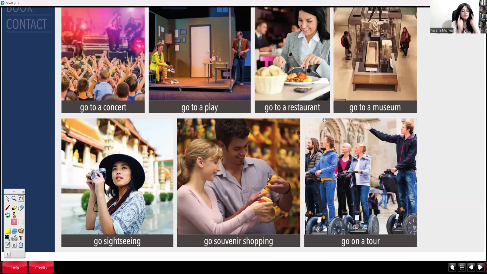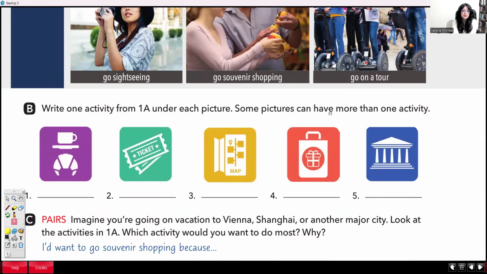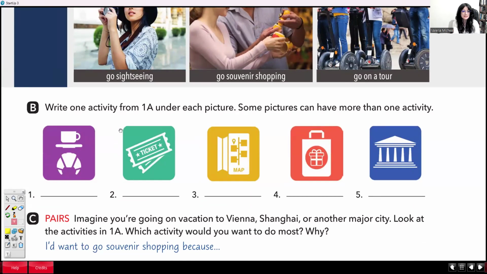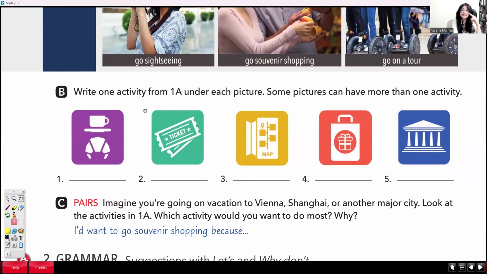But the idea, keep the focus, is that you want to invite somebody to do something with you. That's the focus. And let's complete this activity. All right, so we have to interpret the images first because it's not that clear. Let me get my pen, and we have the instruction is this one. Write one activity from A1, the previous vocabulary under each picture. Some pictures can have more than one activity.